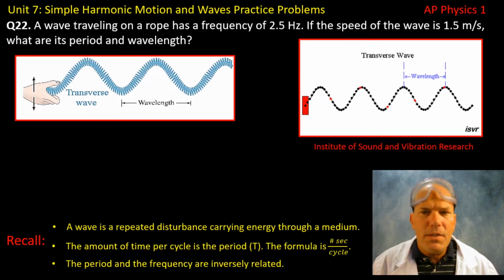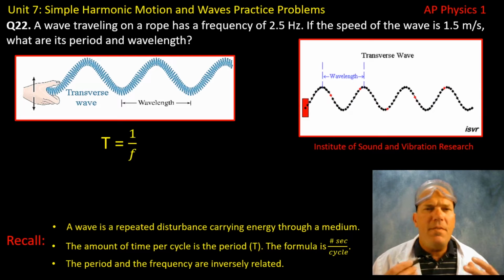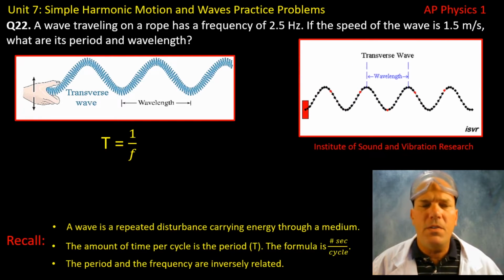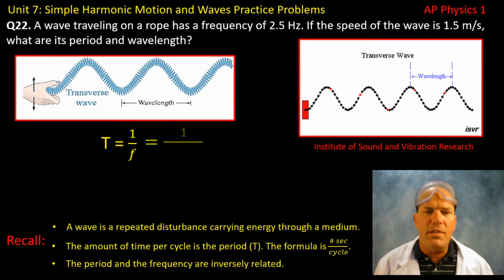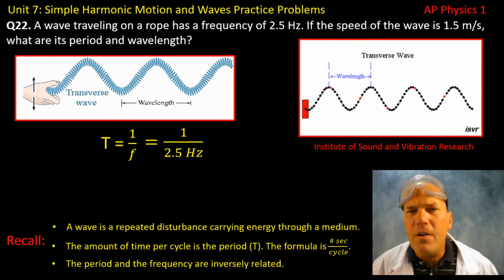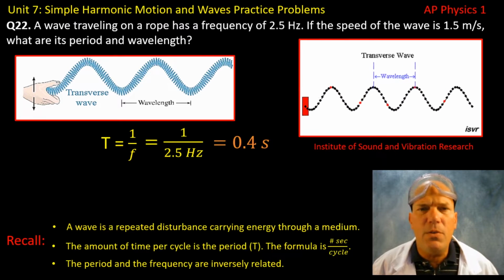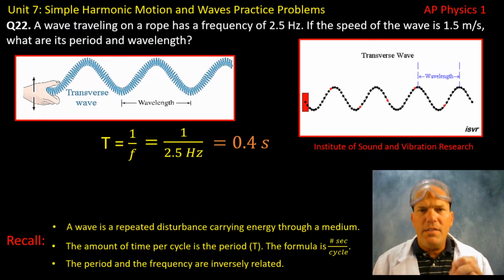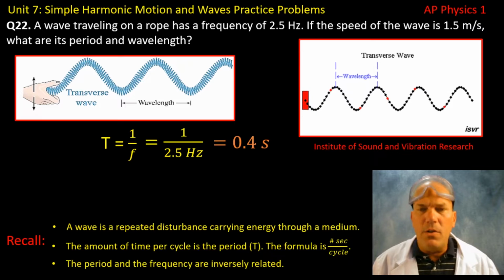All right, now let's get to this problem. This is fairly straightforward here. We have the formula for a period. A period is the inverse of a frequency, and we've been talking about that now for several units. And so we can take 1 divided by 2.5 hertz given in the problem to calculate the period to be 0.4 seconds. Okay, and that again is the amount of time to complete a full cycle.